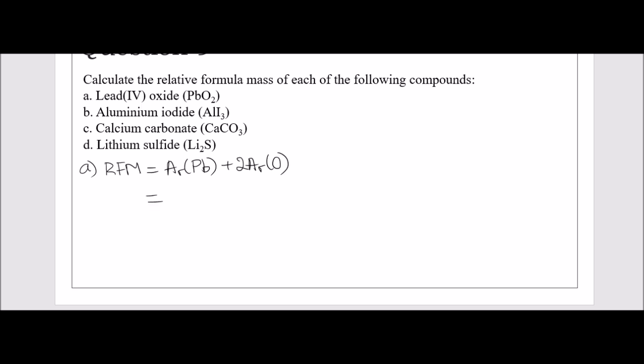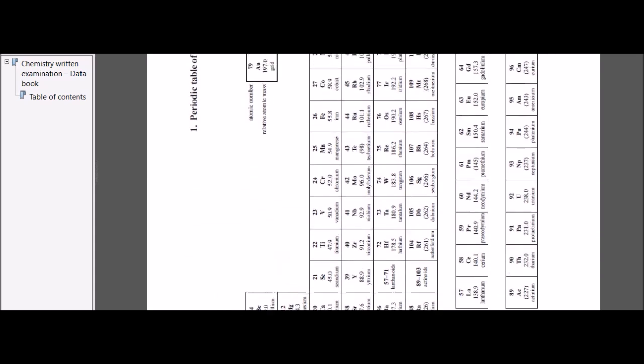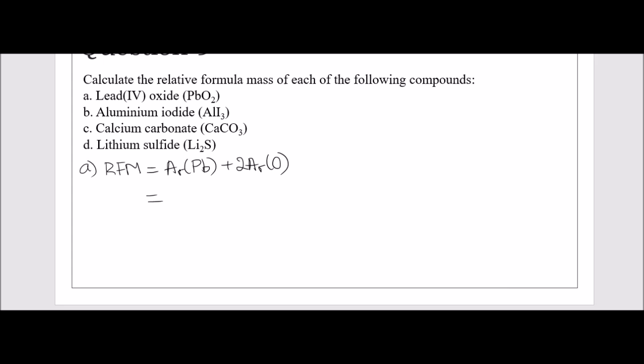Now I'm gonna take a guess. It's 207 something, but probably not right. I don't know where it is. Where is it? All right, 207.2. Close enough. So 207.2 plus 2 times 16 will be 239.2. Okay, so that's part A.